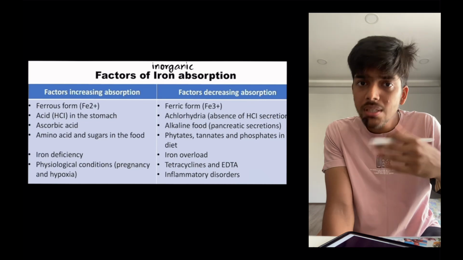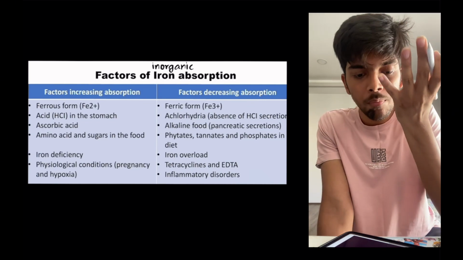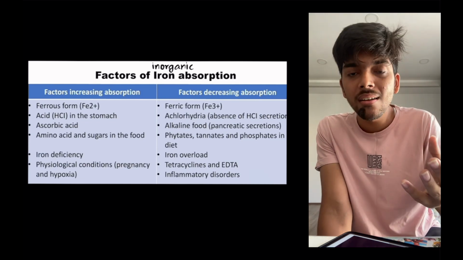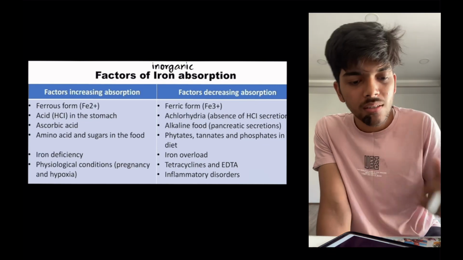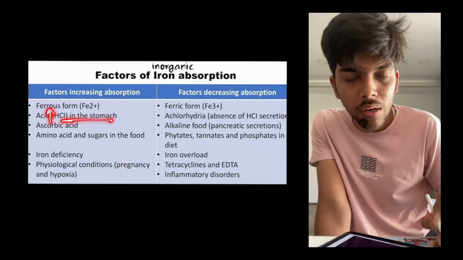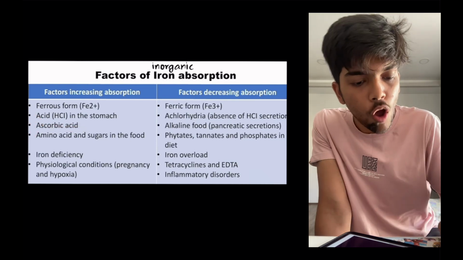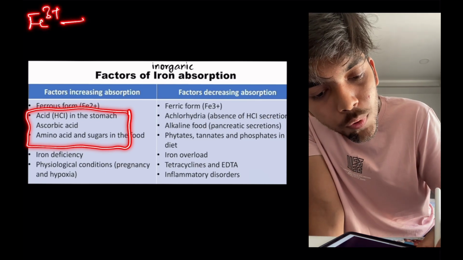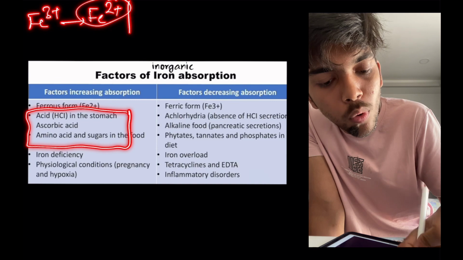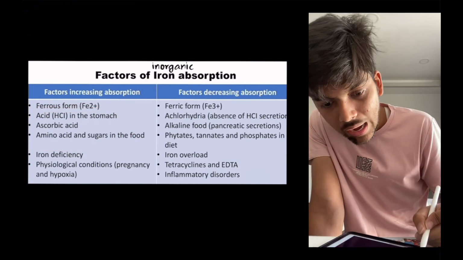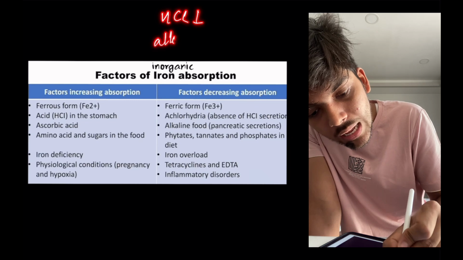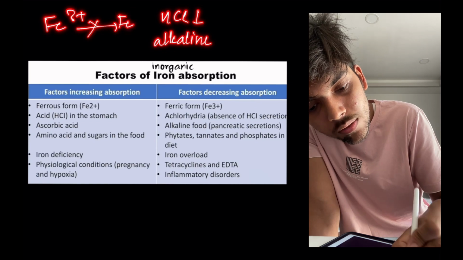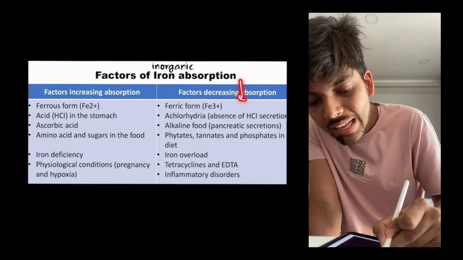So obviously, an environment that maintains more ferrous form will increase the absorption of iron. And what will maintain more ferrous form? Reducing agents. What are reducing agents? Your acids. So more HCl in stomach, more ascorbic acid, amino acids. These acids convert ferric form to ferrous form. They reduce ferric to ferrous form. More ferrous form, more absorption. On the other hand, if there is less acid or if there is alkaline medium, then ferric will not be converted to ferrous. There will be more ferric and less absorption.